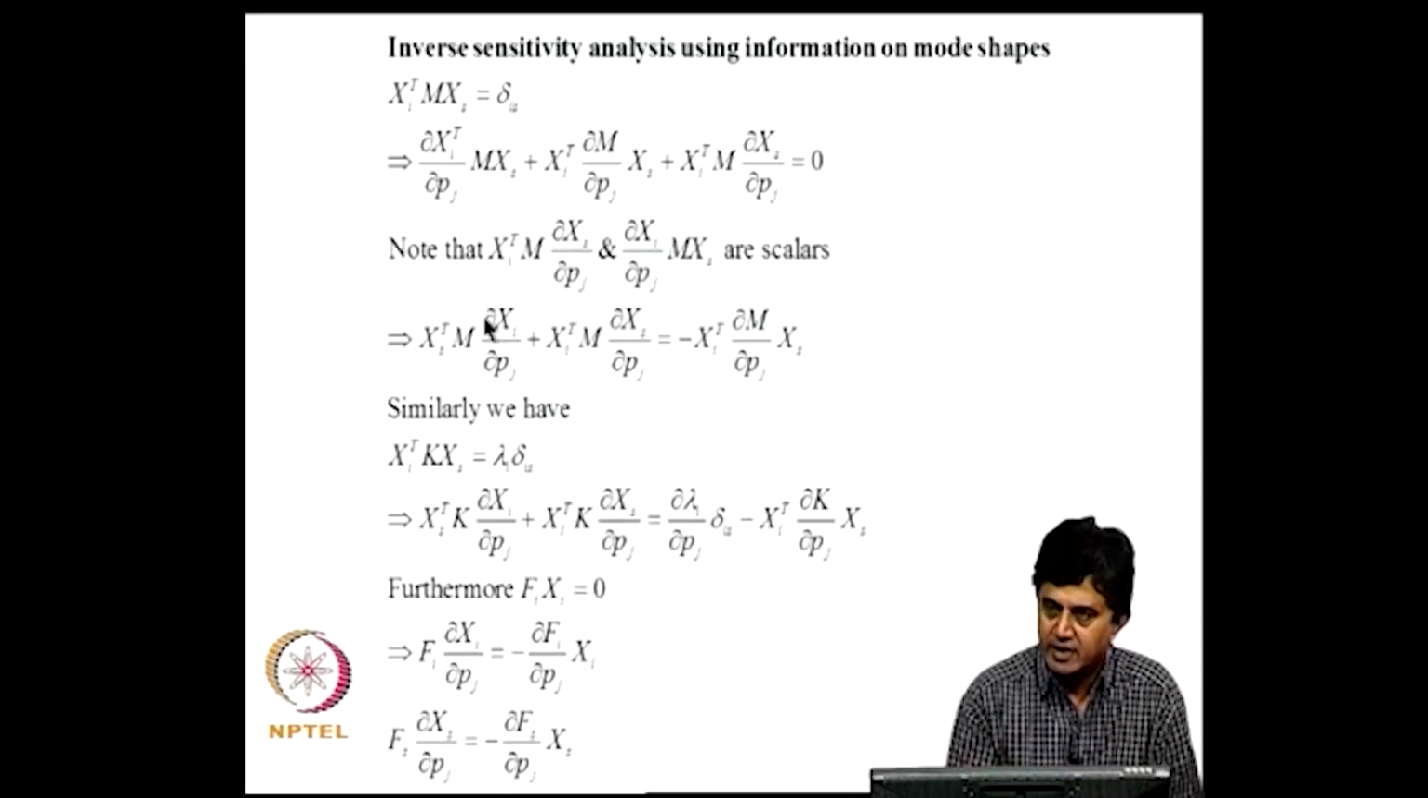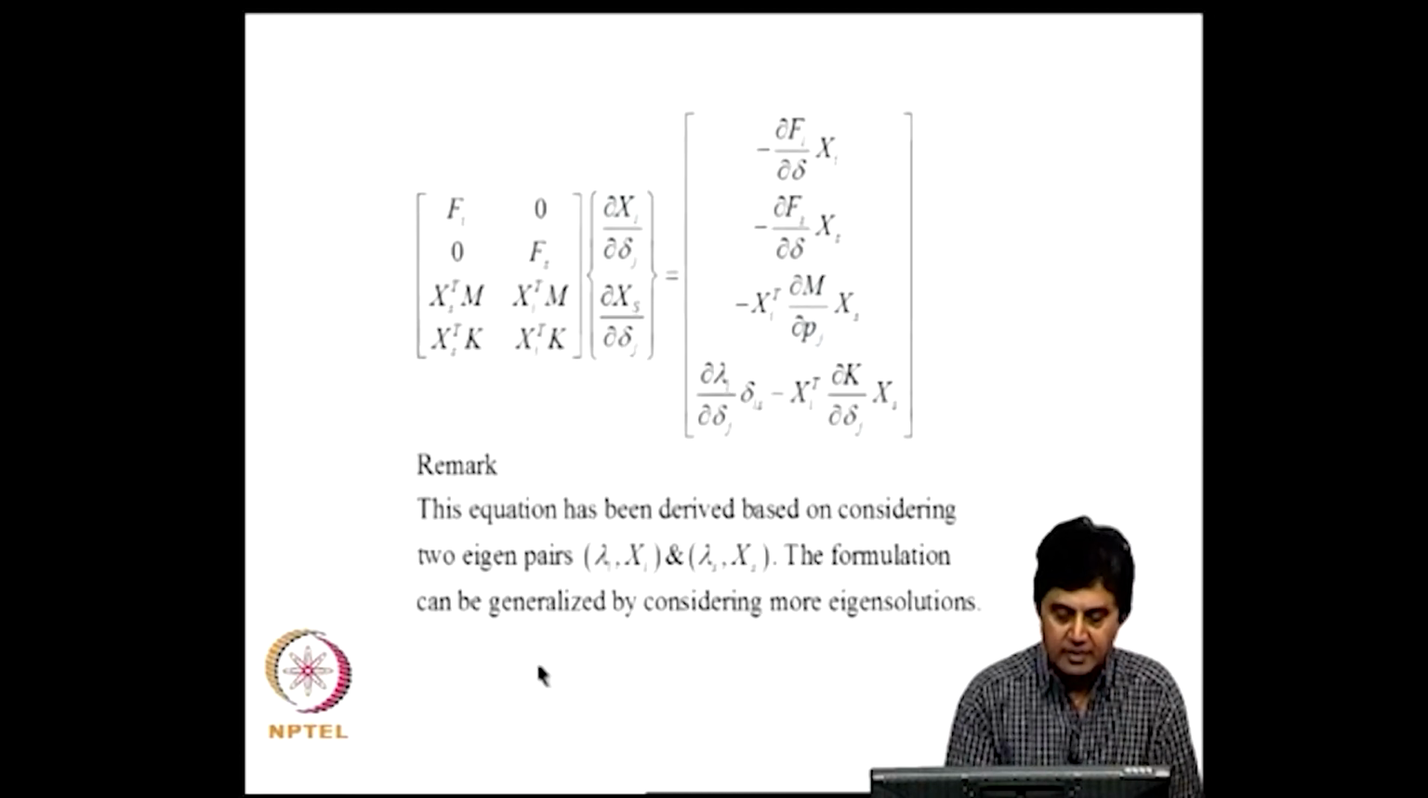So I have the ith eigenvalue and the sth eigenvalue, therefore I have two equilibrium equations, one for i and one for s. From that I have got these two equations, but I also know xi and xs have certain orthogonality properties, namely the xi's are orthogonal to the mass matrix and to the stiffness matrix, right. So I have used these four equations basically to derive the gradient.